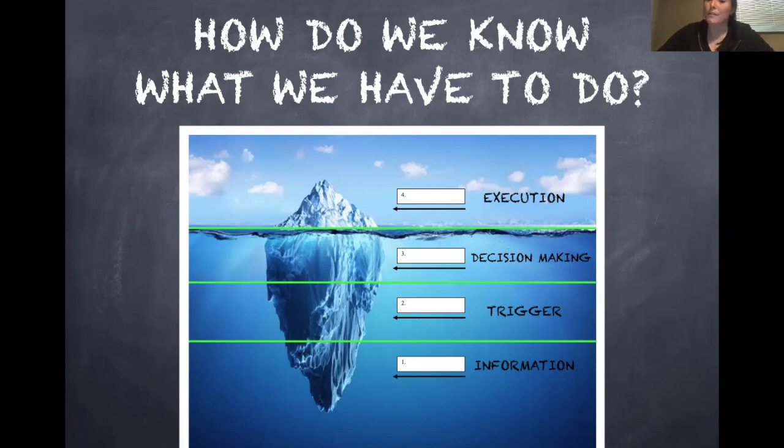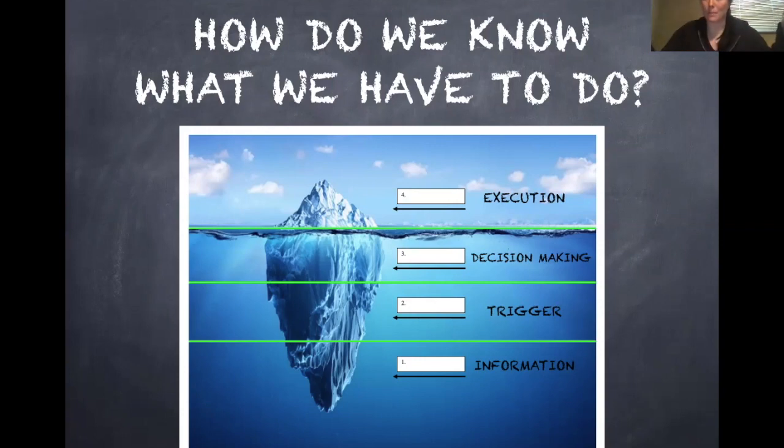Okay, so let's go back to our example of the ball outside the 18 with no pressure on the ball. I know I'm in the proper position because I have my information from the ball. I've read the trigger of the striker's foot going back. I've made the decision to get set, and now I'm going to execute based on the ball. Is it going to be a standing save? Is it going to be a low dive? Is it going to be whatever the save is? That's the thing that people see. But again, if we don't have those 3 levels underneath it, then we can't execute.